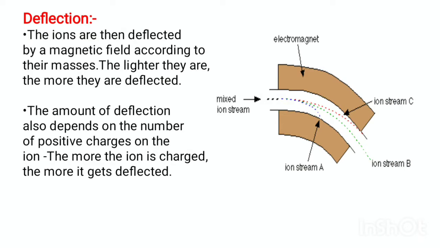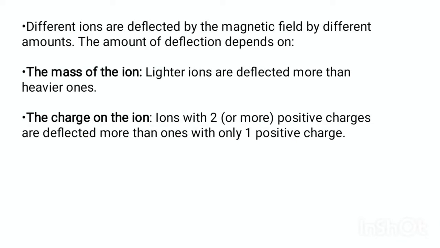Deflection. The ions are then deflected by a magnetic field according to their masses. The lighter they are, the more they are deflected. The amount of deflection also depends on the number of positive charges on the ions. The more the ion is charged, the more it gets deflected. Different ions are deflected by a magnetic field by different amounts. The amount of deflection depends on the mass of the ion and the charge on the ion. Lighter ions are deflected more than heavier ones, and ions with two positive charges are deflected more than ones with only one positive charge.